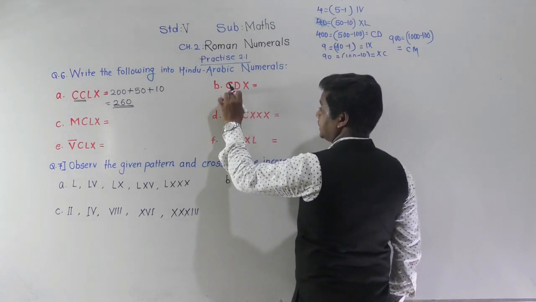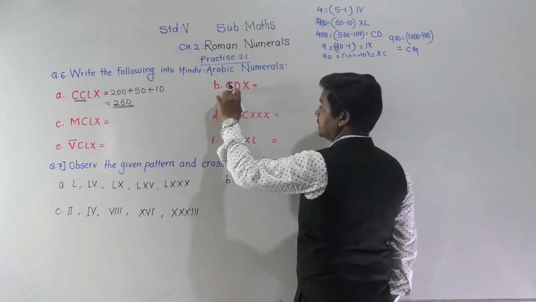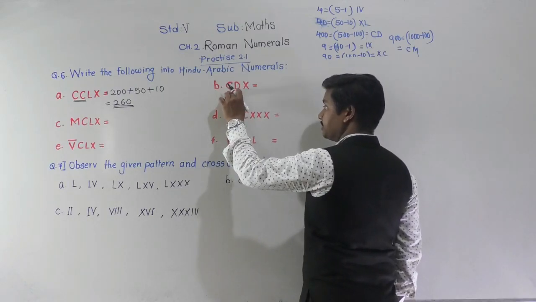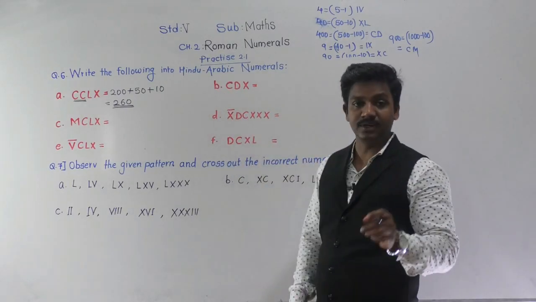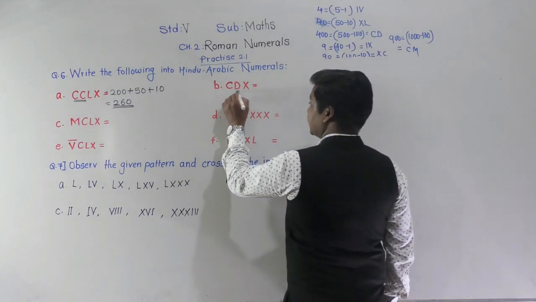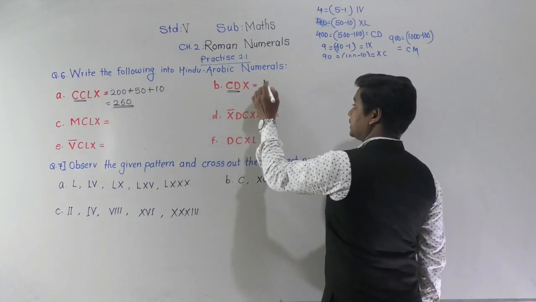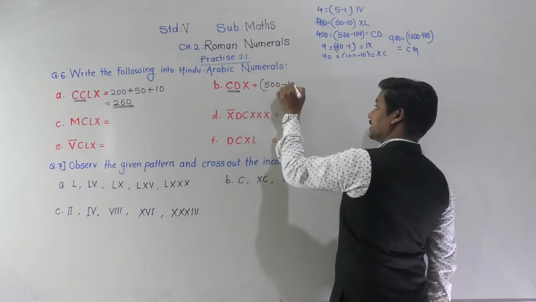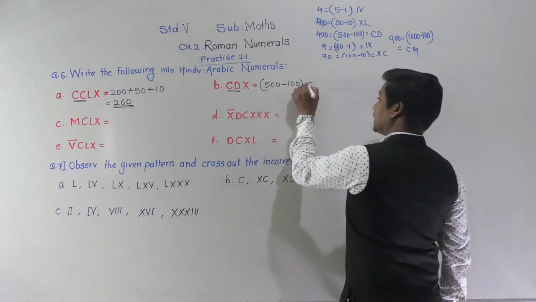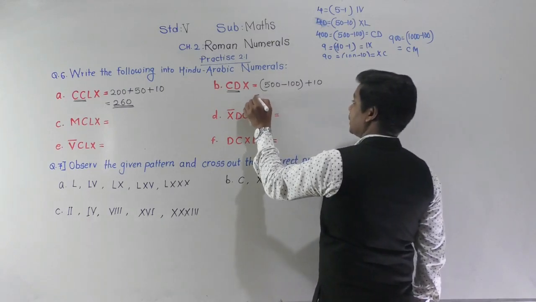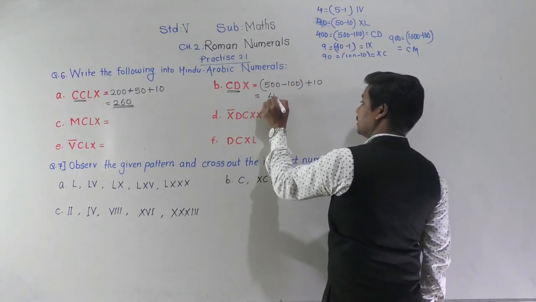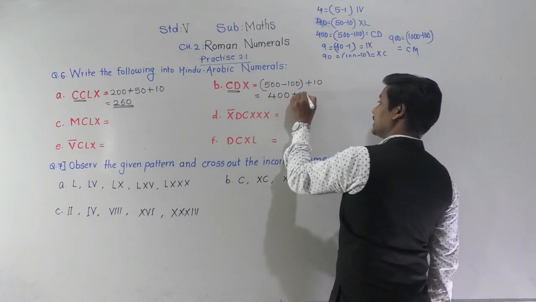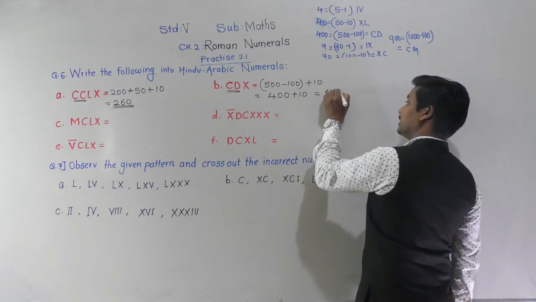CDX. Now see here. C appears before D. C is less than D and it appears before, that means its value will get subtracted from D. That is CD means D minus C, D means 500 and minus 100. Plus X means 10. Now 500 minus 100, 400, plus 10, that is 410.